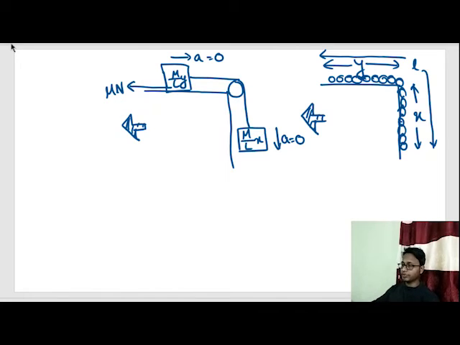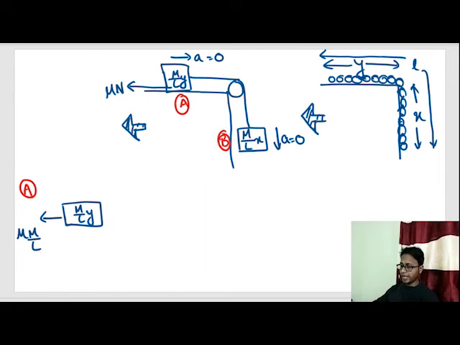Free body diagram of this block, block A. This is block A. So, free body diagram of block A. The friction force is μ N. Can I substitute N by the mass, m by L y into g? This is the value of friction force. How? The maximum value of friction force is μ N.